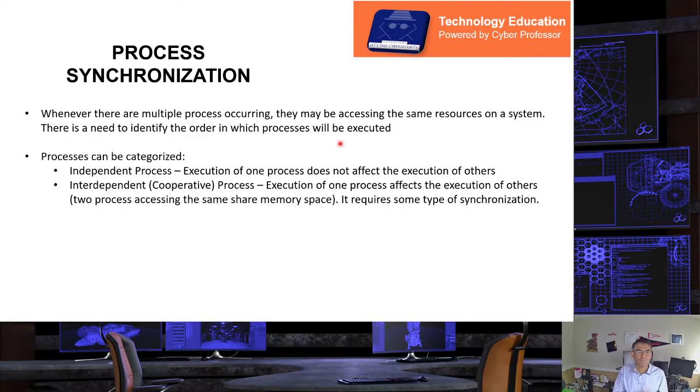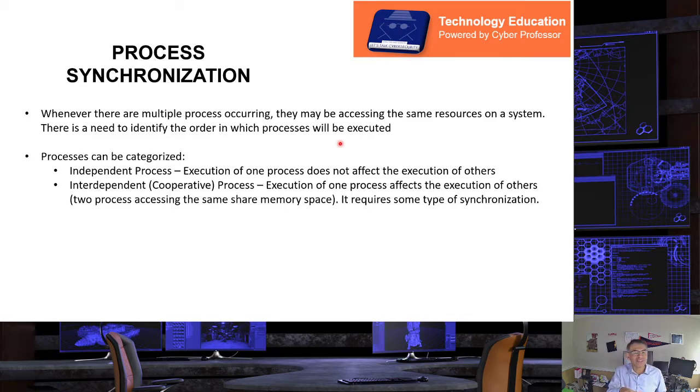For process synchronization, whenever there are multiple processes occurring, they may be accessing the same resources on a system, meaning the same CPU, the same memory, the same disk. I showed you the resources when I opened my task manager window, and you saw the resources being consumed by the list of processes. So there is a need to identify the order in which processes will be executed. And we showed you how the operating system is handling that via the scheduling of jobs, right?